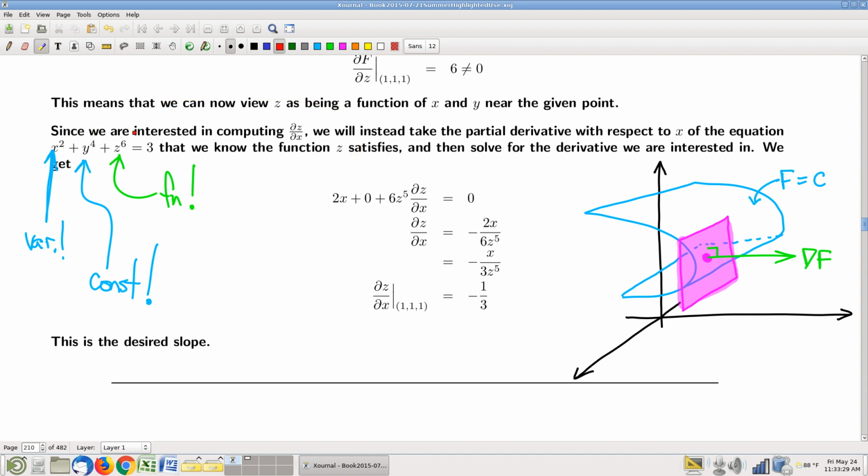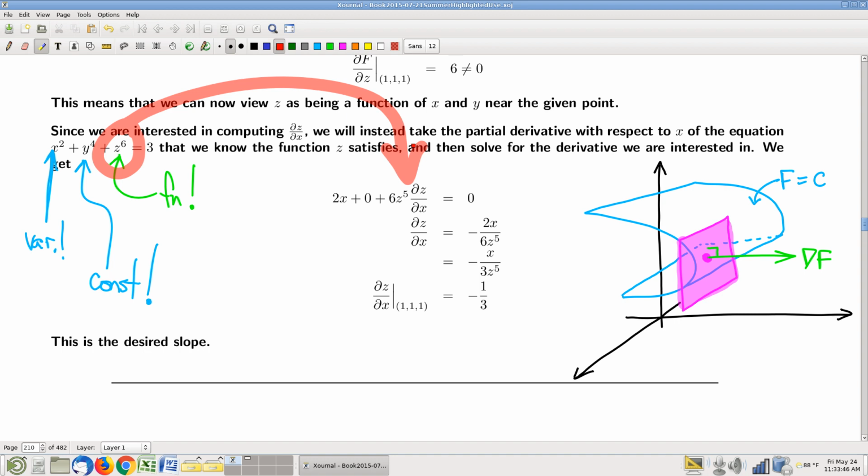And then what is the derivative of z to the 6th? Well, here's where the chain rule kicks in. z to the 6th is a function of z. z is a function of x. Taking a derivative with respect to x, we get this product: 6z to the 5th times dz/dx.